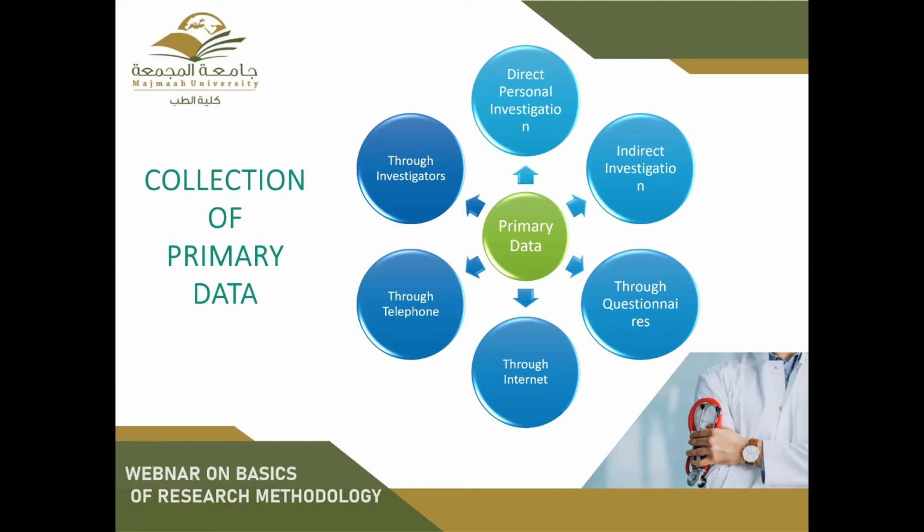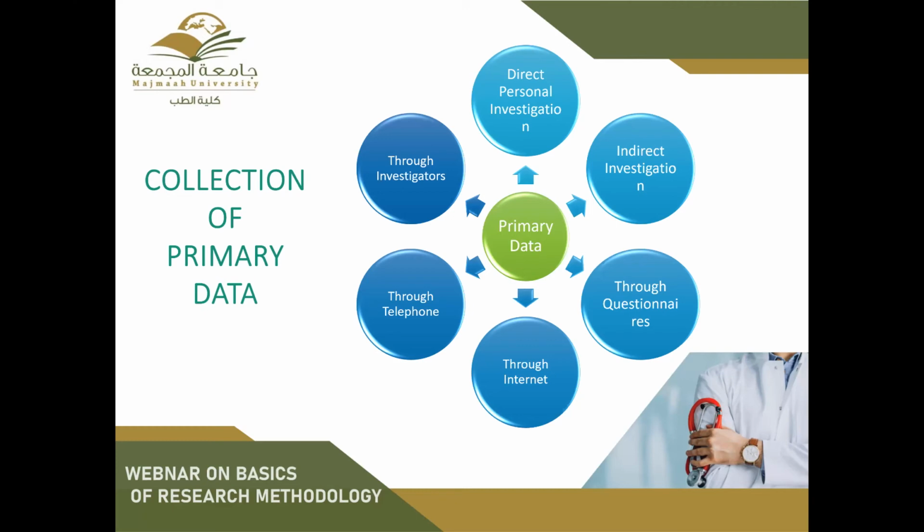Then we have indirect investigation. Sometimes the direct sources do not exist, or the informants hesitate to respond. Like if there is research on females and there is a male investigator, there might be a hesitation, or there are some questions that male investigators cannot ask directly to the female respondents.